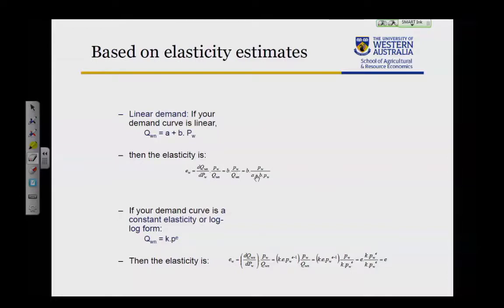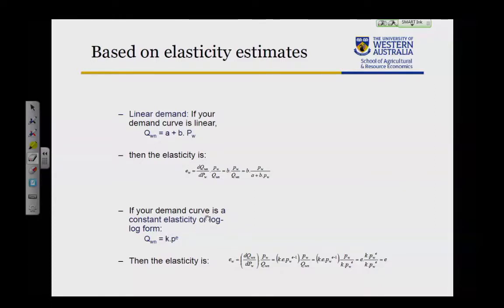And I need to know the current price and the current consumption. If I know the current price and the current consumption, I am done. Okay? I can find what B is and what A is. So that's one way to get a function. But there is another one that's even simpler.